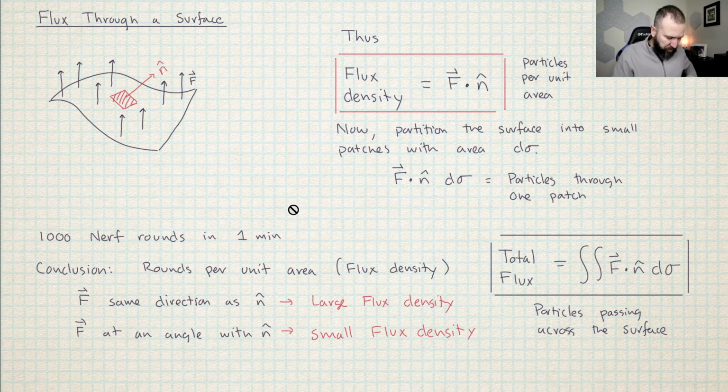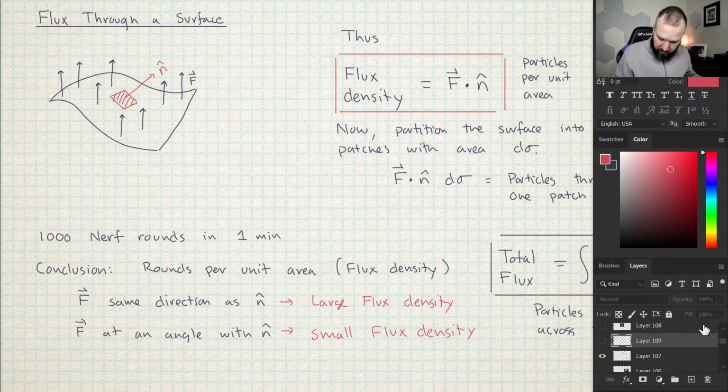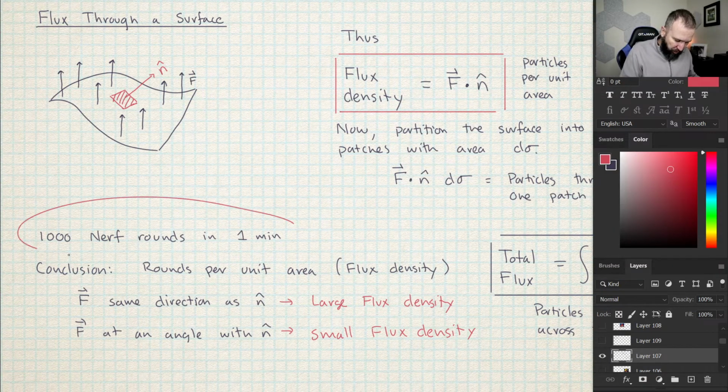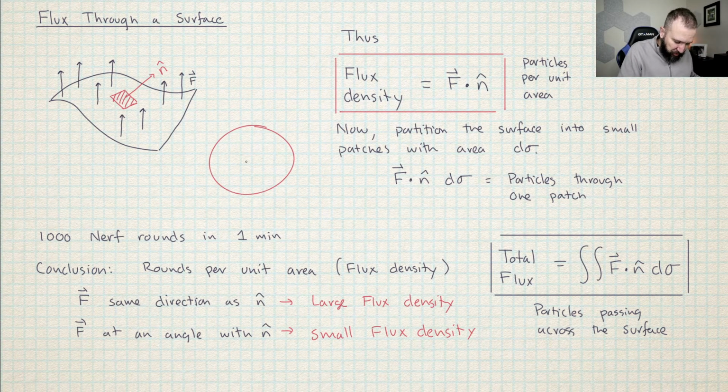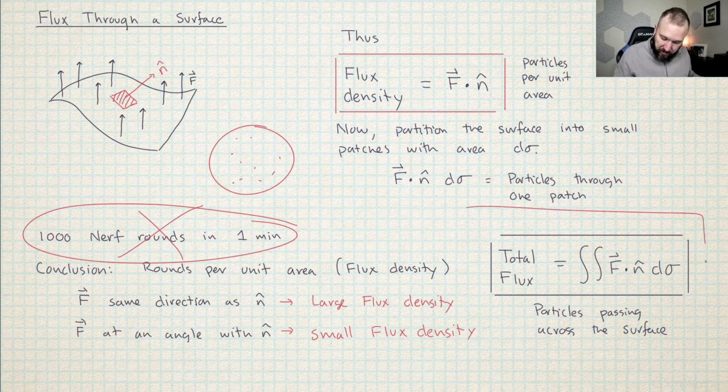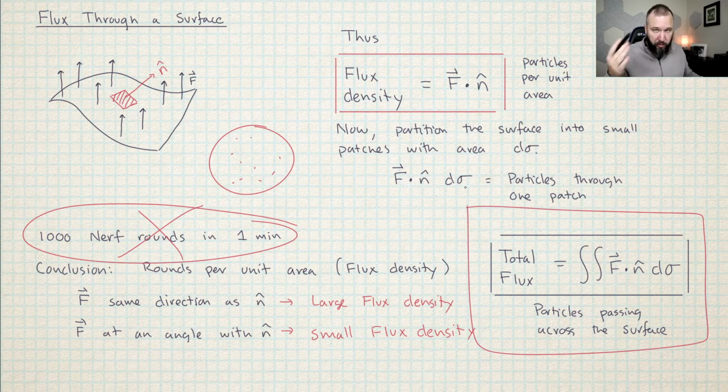In this example that we just did, this seems a bit silly because we already knew the total flux. The total flux was 1,000 rounds per minute. So what we were really doing was we had all those particles and we were chopping it up into little pieces, and then finding the total number of dots in each piece and then adding them all up. So the point of this is, if you didn't know what this number was, then this is the math that you would have to do in order to figure it out.